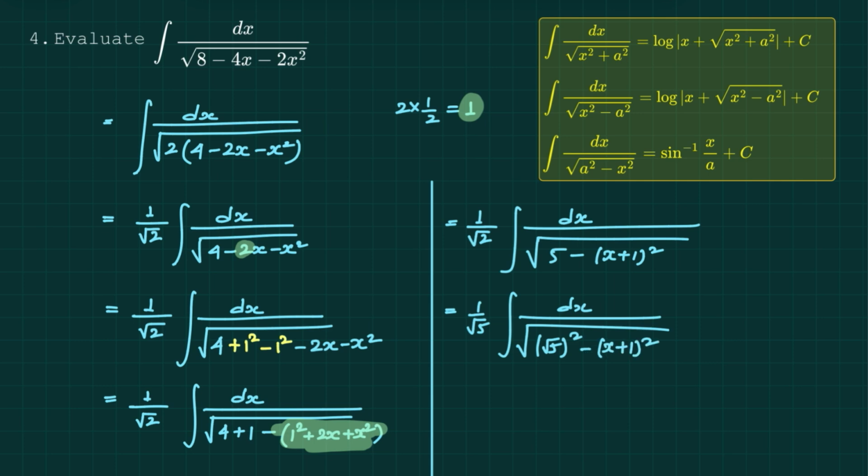Now this is in the form of the third formula here, that is integration of dx over a square minus x square. So using the formula there, we will have sine inverse of x by a, that is x plus 1 over root 5 plus constant of integration.